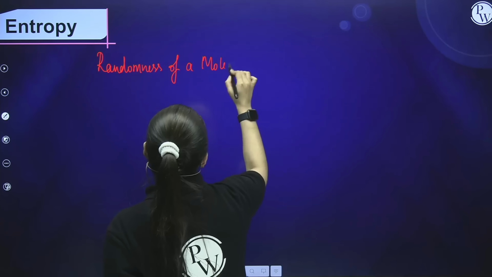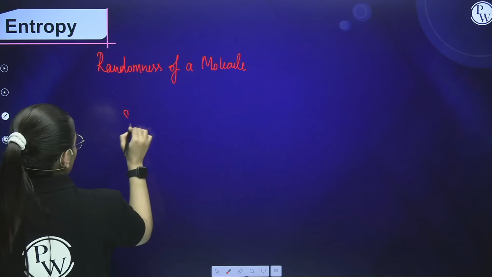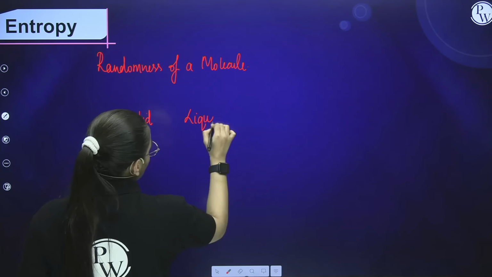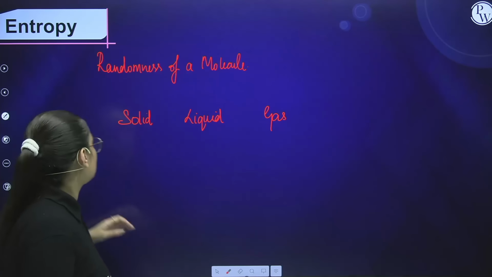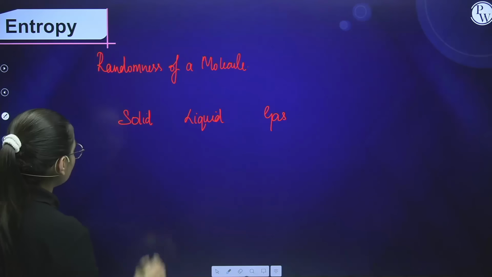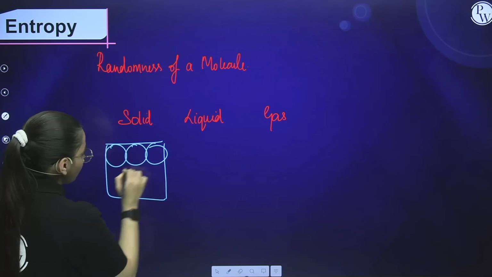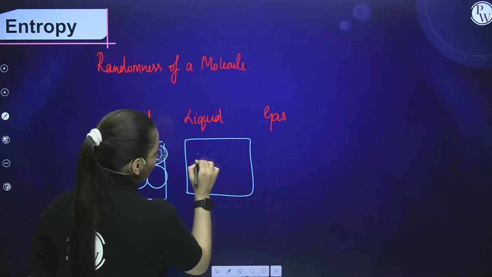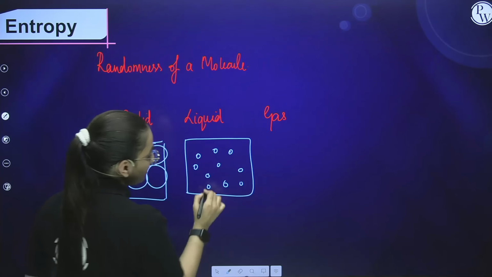Now students, if I talk about solid, liquid and gas, just see, I am talking about solid, I am talking about liquid, I am talking about gas. Which will have more randomness? See, if I'm going to draw solid, liquid and gas over here, my solid is the one in which particles are tightly packed, like this, and liquid will be the one in which particles are not tightly packed. They are at a distance from each other, but yes, not at a far distance.